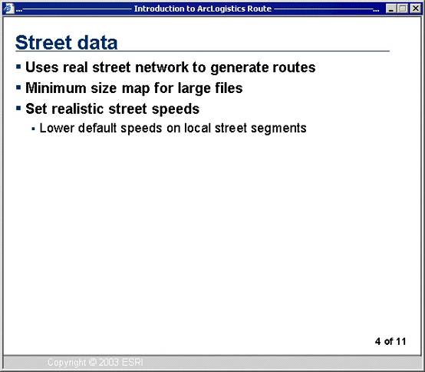Street data files can get very large, so it's important not to use more street data than you actually need to use. Large street data files can slow performance when routing, especially if you have a large number of orders and vehicles in the routing problem.